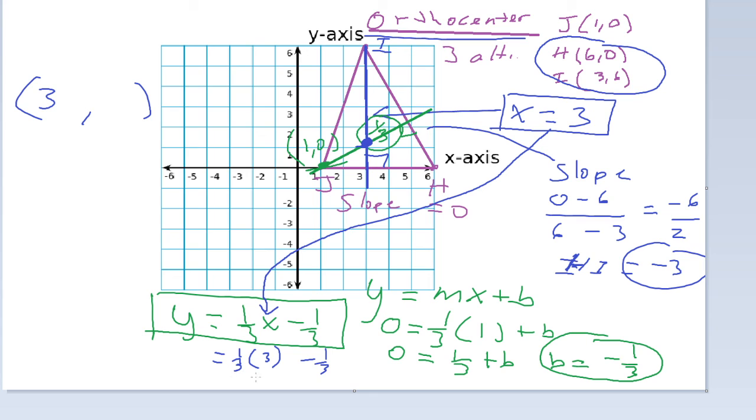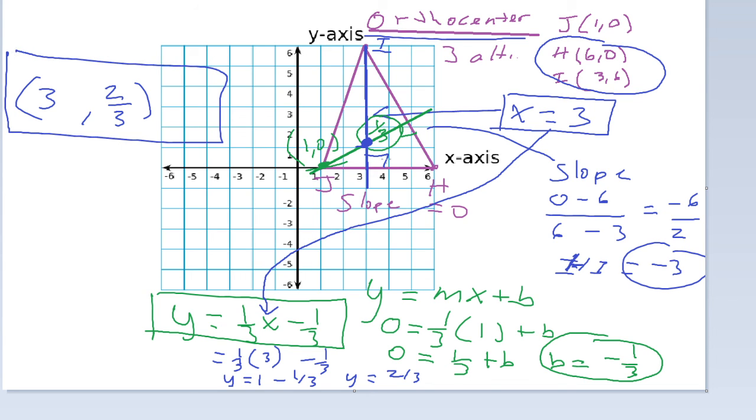And 1/3 of 3 is 1, minus 1/3 will be my y value. Well, 1 minus 1/3, that's equal to 2/3. So the answer for this problem is (3, 2/3). And that is the orthocenter.